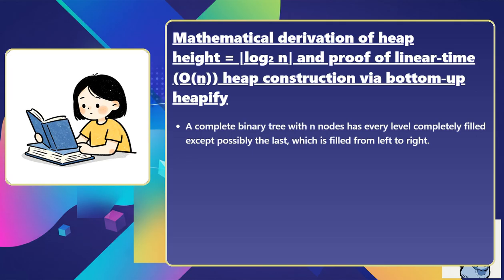A complete binary tree with n nodes has every level completely filled except possibly the last, which is filled from left to right.